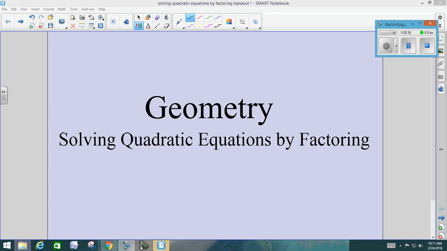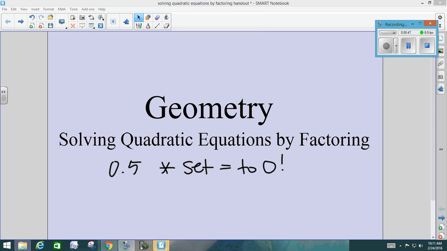Your GCF, right? Okay, before that, you want to make sure your equation is set equal to 0. Step 0.5, so that comes before 1. Before you even take out your GCF, you have to make sure the equations are set equal to 0. Then you take out your GCF. And then you factor whether it's a trinomial or a binomial. Okay?